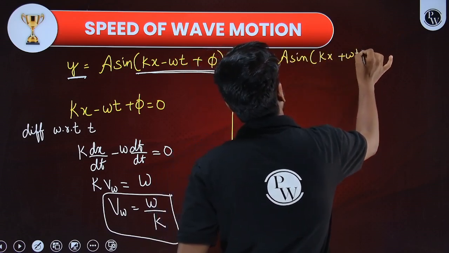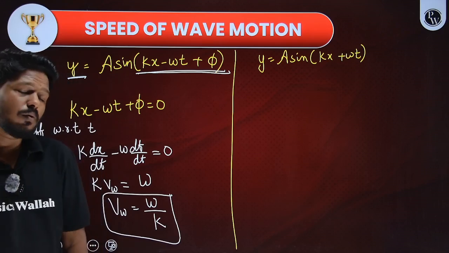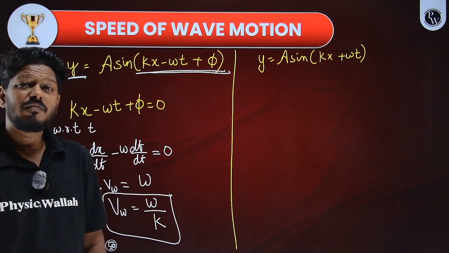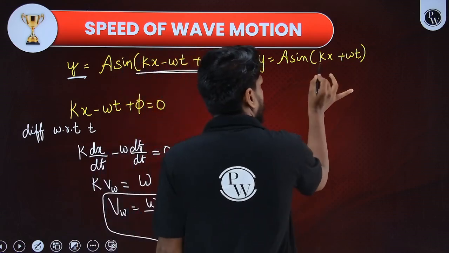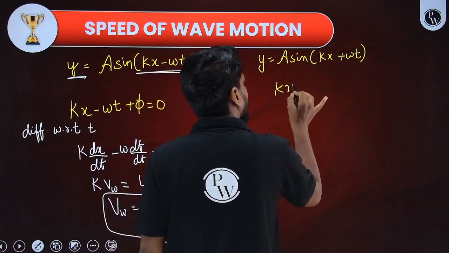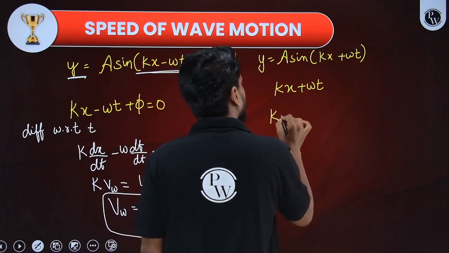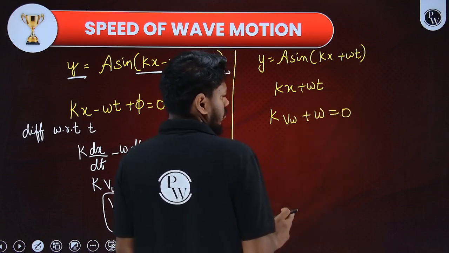If I take it like this, then in last lecture I have told you that if I am taking both to be positive or both to be negative, then particle is moving in negative axis. So let me show how, sir. If I differentiate this equation, kx plus omega t, with respect to time, I will be getting k dx/dt plus omega is equal to 0. Are you able to follow?